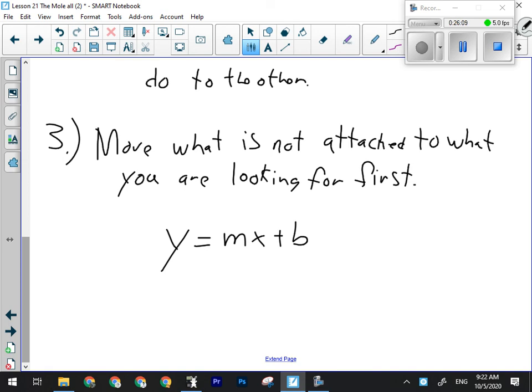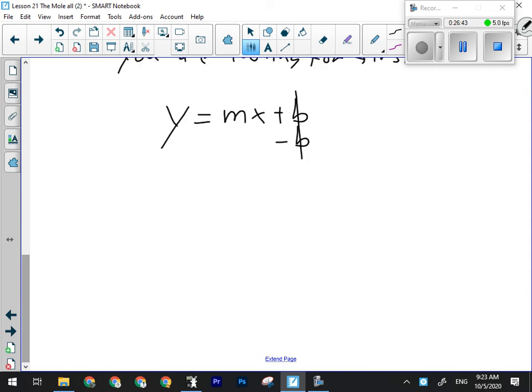So if I wanted to solve for m, what should I move first? b, because b is not attached to m. That's rule number 3: move what's not attached first. Rule number 1 says if I want to move something, I have to do the opposite operation. b is being added, so to move it, I would subtract. So I'm going to subtract b. Positive b minus b is 0, so that's gone. Rule number 2, what I do to one side, I do to the other side. So I end up with y minus b equals m times x.